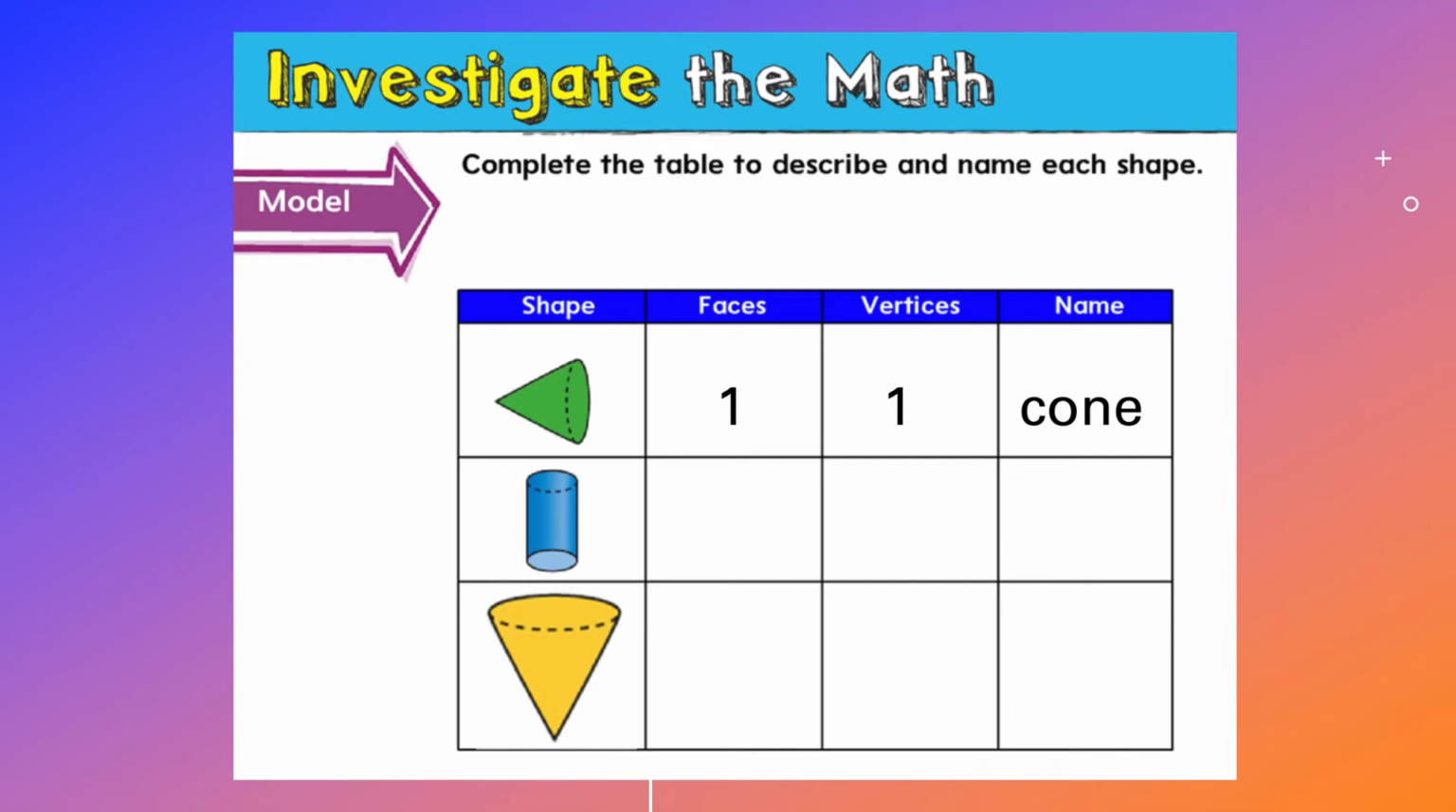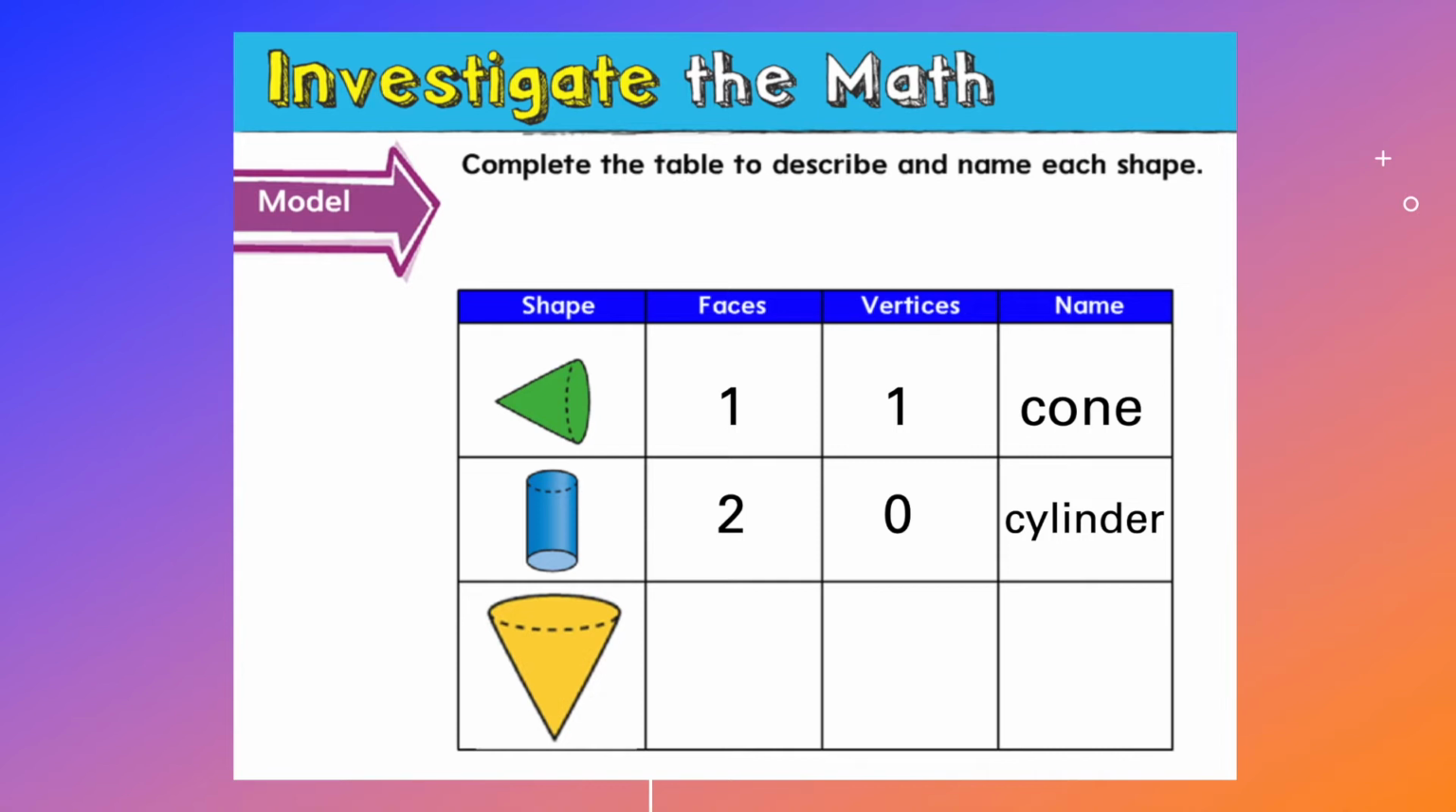Look at the blue shape. How many faces does it have? How many vertices, and what is its name? Yes, it has 2 faces, 0 vertices, and it's called a cylinder.